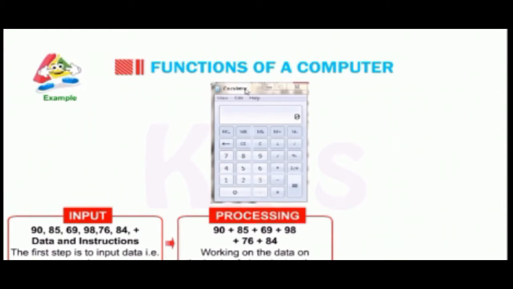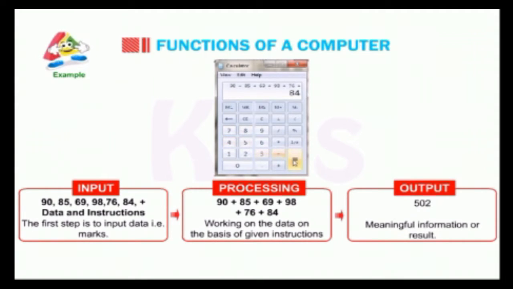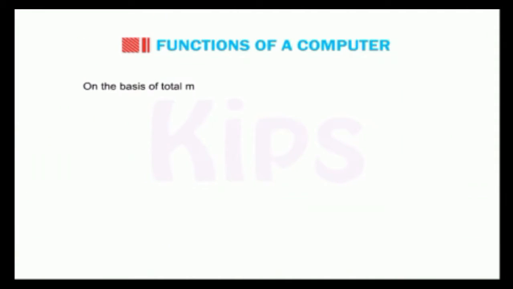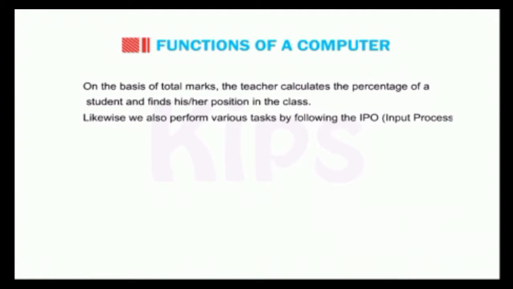Next is processing, working on the data on the basis of given instruction. 90 plus 85 plus 69 plus 98 plus 76 plus 84. After that, adding all of this, we get meaningful information or result. 502 is the result, that is output. On the basis of total marks, the teacher calculates the percentage of a student and finds his or her position in the class. Likewise, we also perform various tasks by following the IPO, input process output cycle.